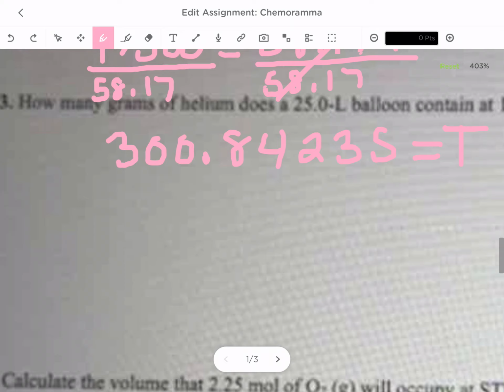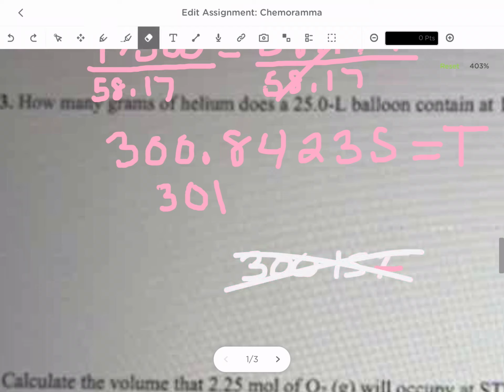Now, I'm just going to tell you, I'm going to put this in scientific notation because my significant figures will be perfect. If you don't want to put it in scientific notation, another acceptable answer would be 301. Because that's 3 significant figures. If you just write 300, that's 1 significant figure, and that's wrong. Because you can't do that.